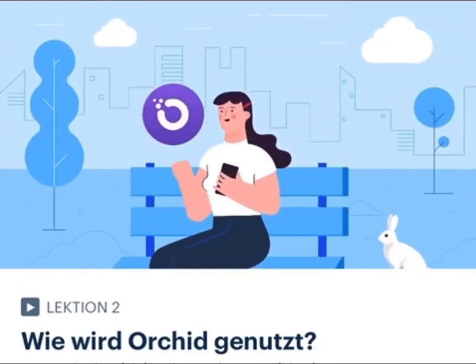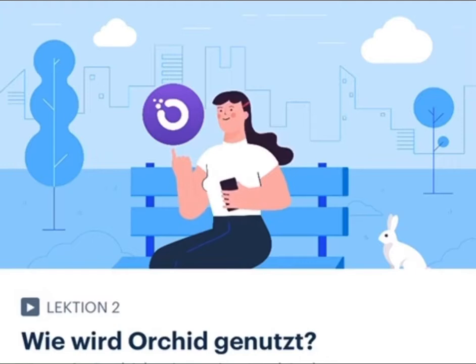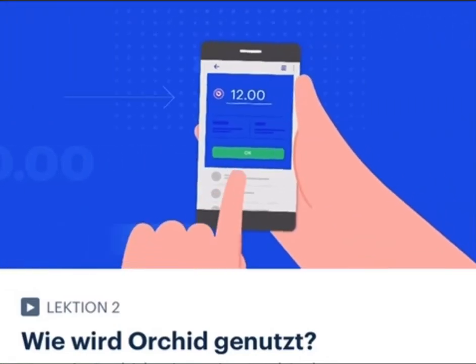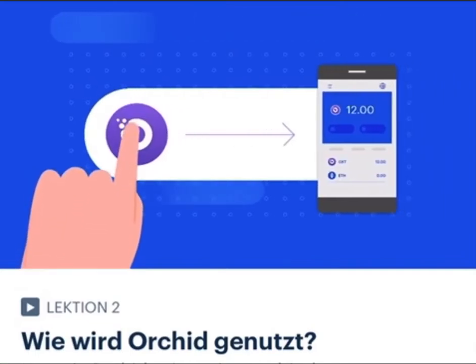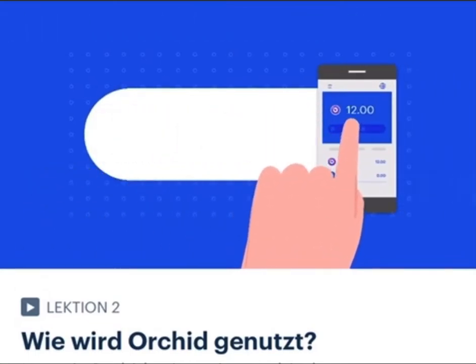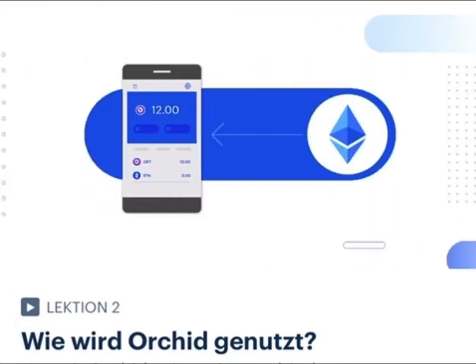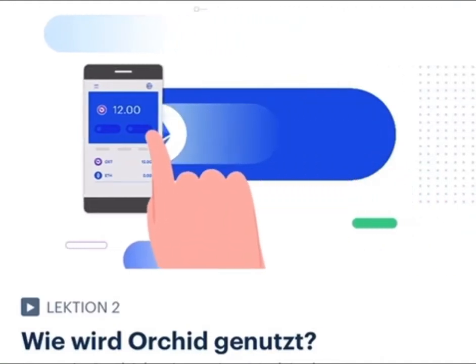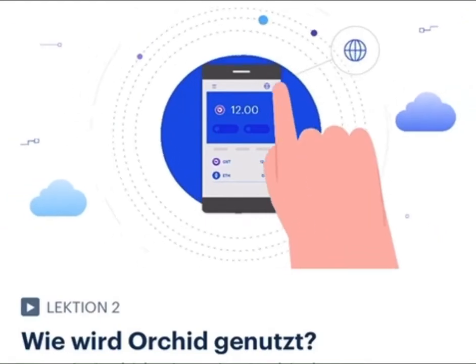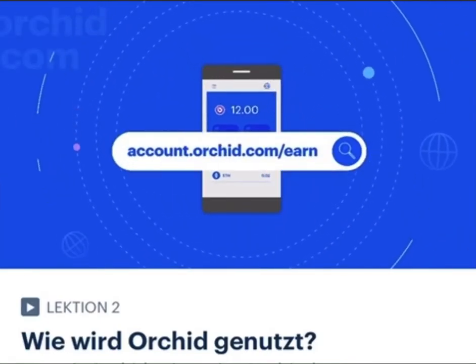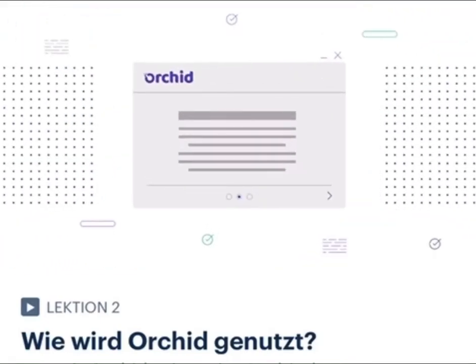Let's say Mary wants to use Orchid. First, she needs OXT, which she can buy on an exchange. Next, she sends her OXT to a Web3-enabled crypto wallet. She sends some Ether, too, to pay the Ethereum network's transaction fees. Now, she connects her Orchid account with her wallet and follows the instructions.